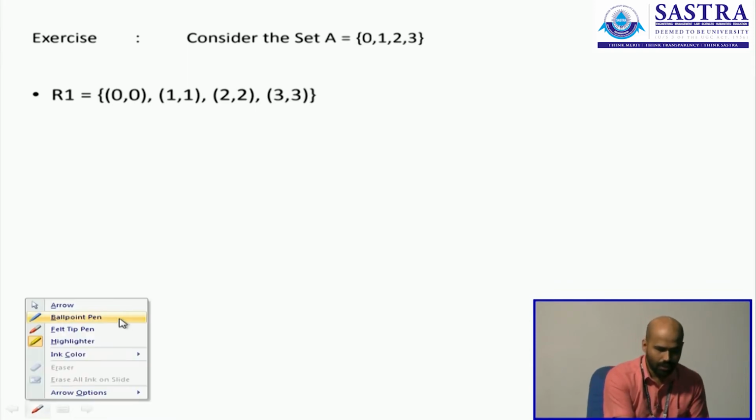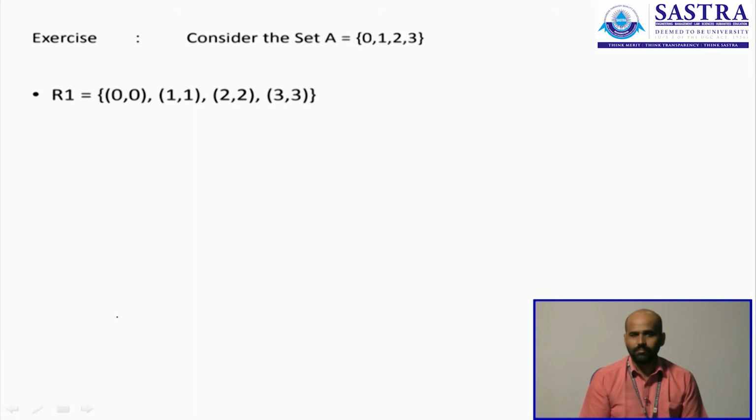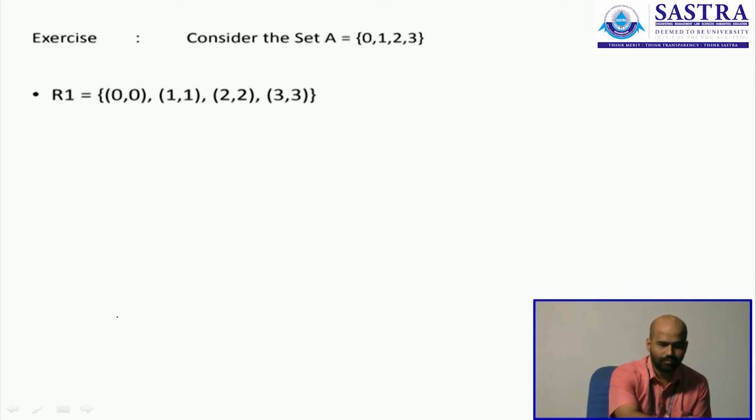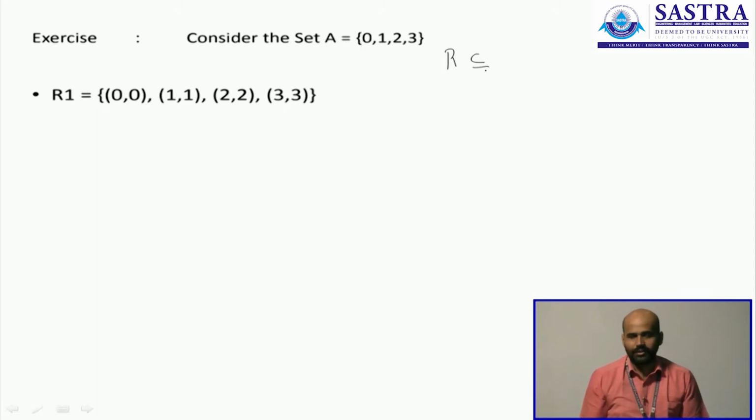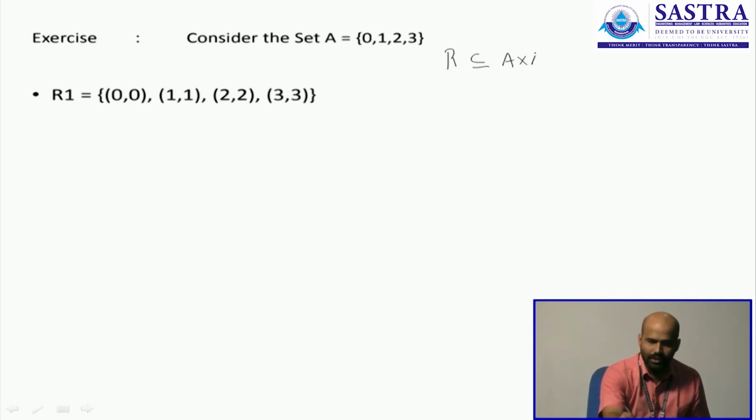On your screens, I have given you a set and I have defined a relation on it. A set containing 4 elements 0, 1, 2, 3 and I define an R1 which contains 4 ordered pairs. Now remember, we'll have to first believe that this is actually a relation. And how do you believe that? A relation is a subset. That's how we defined it at the start. But subset of what? Subset of a large set. And what is a large set? It's the Cartesian product.